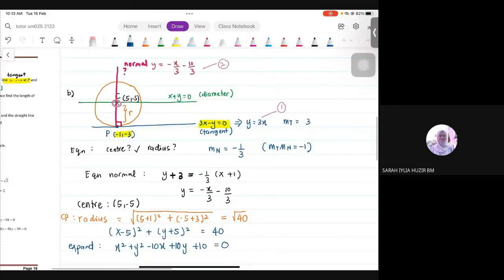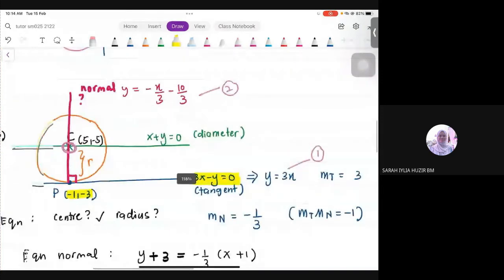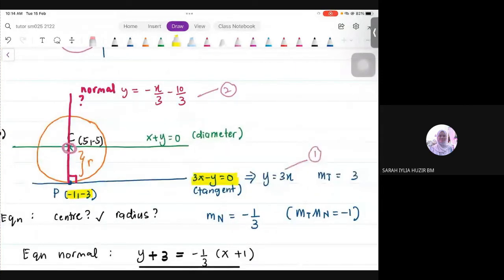Question C. Show that the point (10, 7) is located outside of the circle. Hence, find the length of tangent from the circle to the point (10, 7). Okay, so now we have another situation. We have a point (10, 7). I label it anywhere in the drawing. It doesn't have to be logical, just let it help you understand the situation of the question.